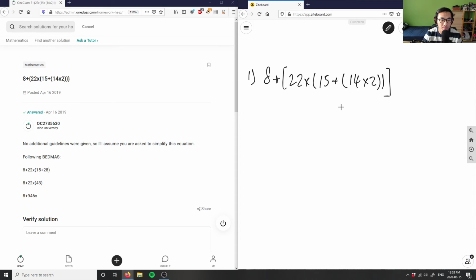What we want to do is figure out what the simplified expression is. I believe this is a 22x here, and this is a multiplication sign. This one is the multiplication symbol and this x would be a variable, just so that we're not confused.